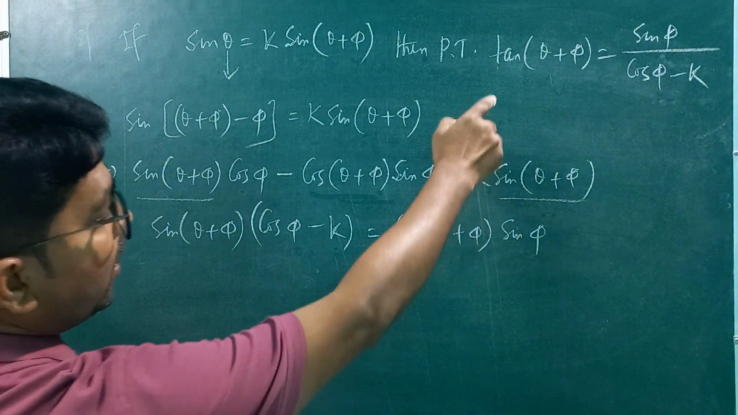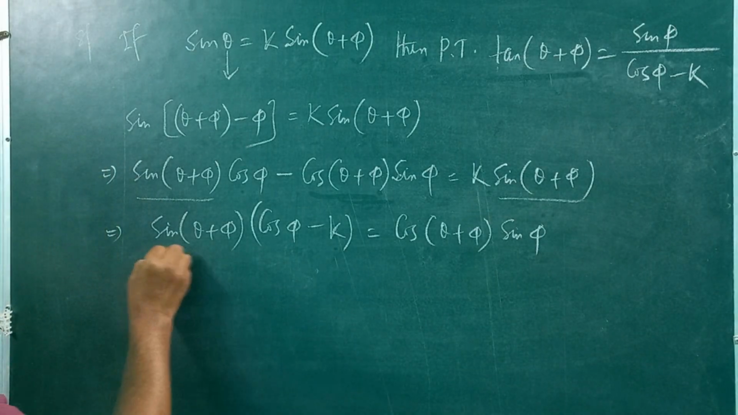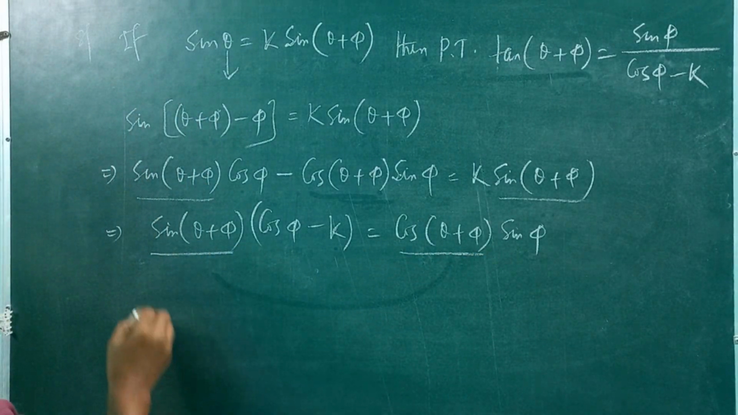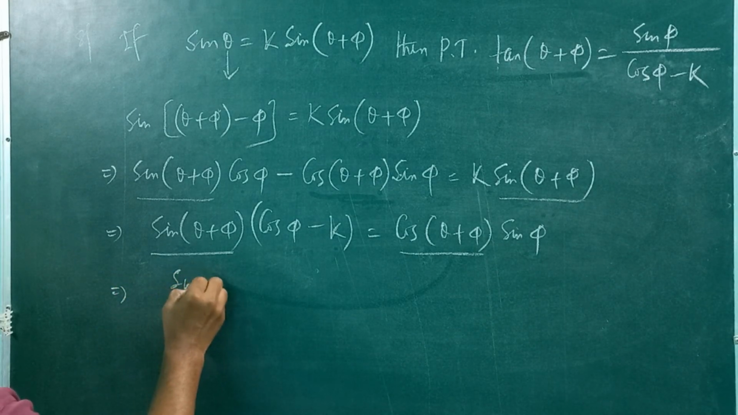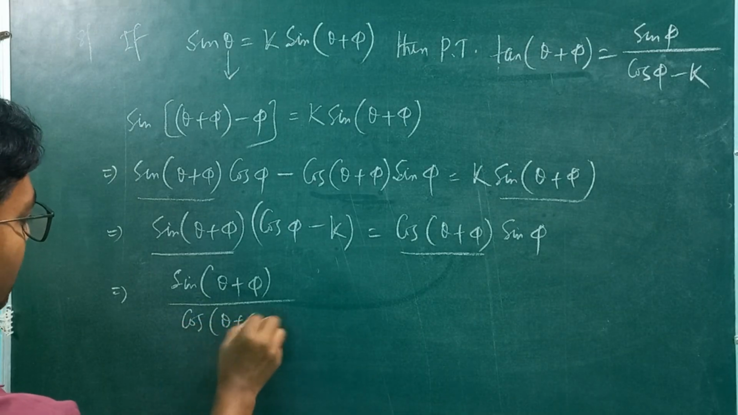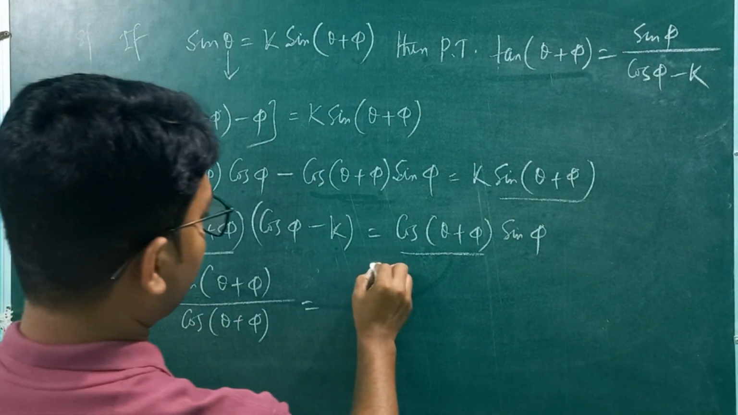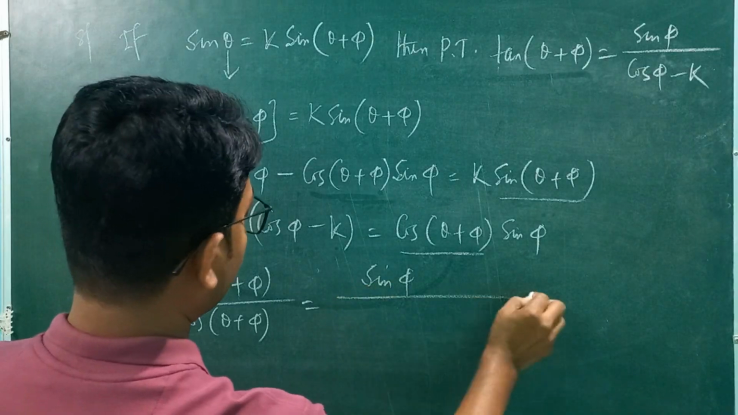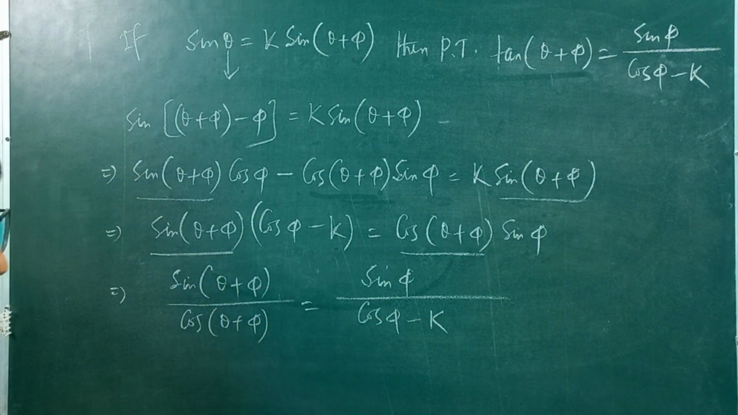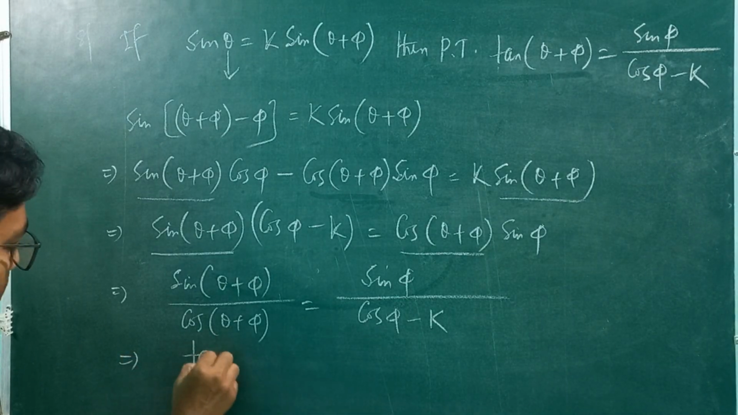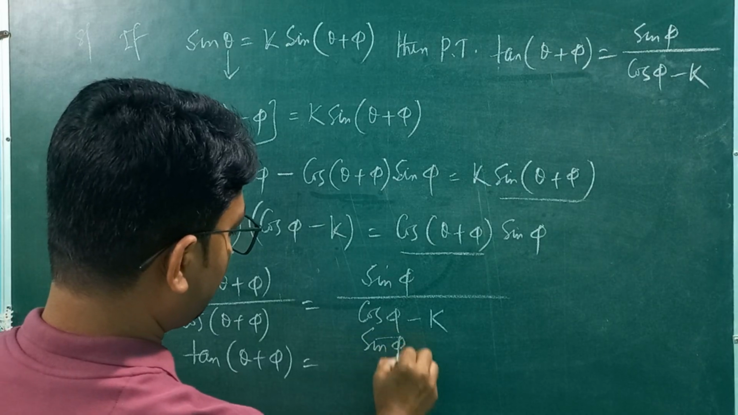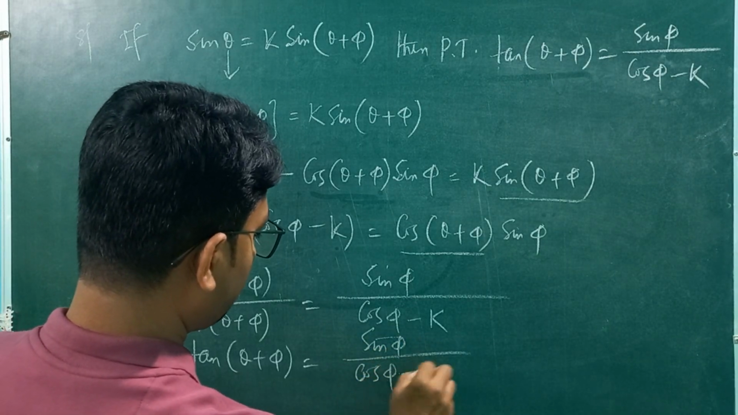Now our requirement is tan theta plus phi, here sin theta plus phi, here cos theta plus phi. So you divide this term, sin by cos means tan. So I just shift this cos theta plus phi, equal to sin phi by cos phi minus k, and this one is our tan, and that is our required result. Tan theta plus phi equal to sin phi by cos phi minus k.